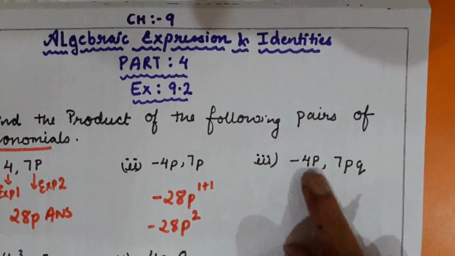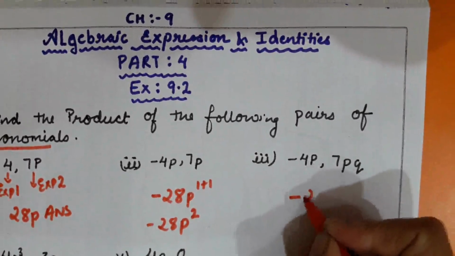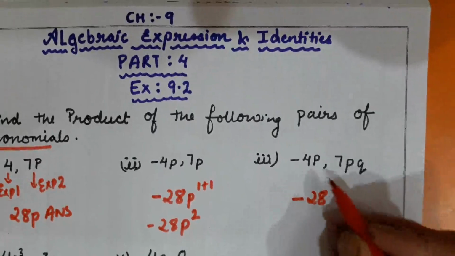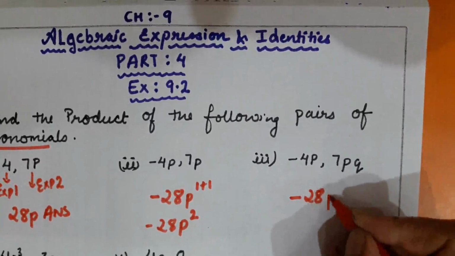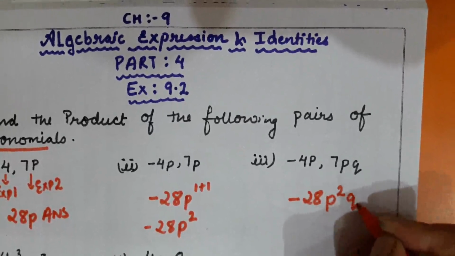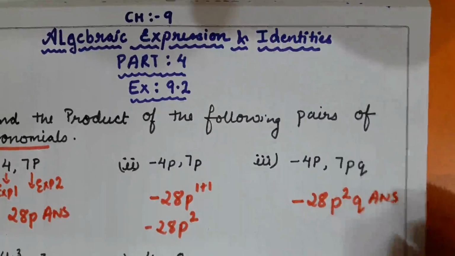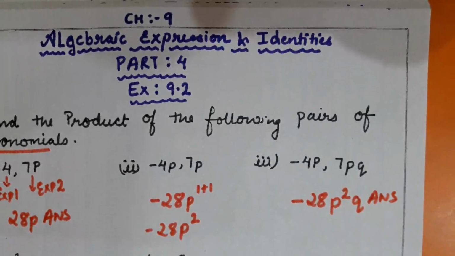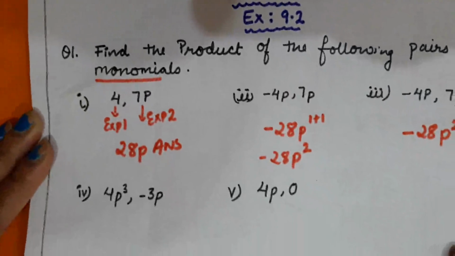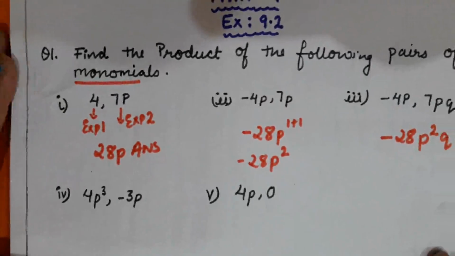Now the third part is minus 4p, 7pq. Minus 4 into 7 is minus 28, and this p and this p both have power one, so we can represent it as p square and q. This will be your answer. I hope you are able to understand what I'm trying to say. Now the next part.